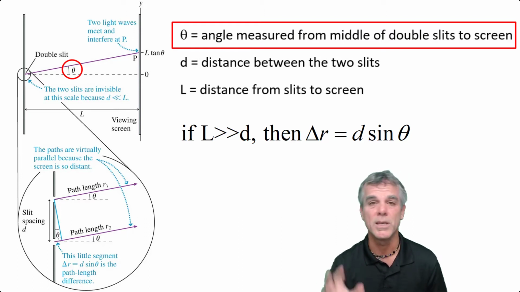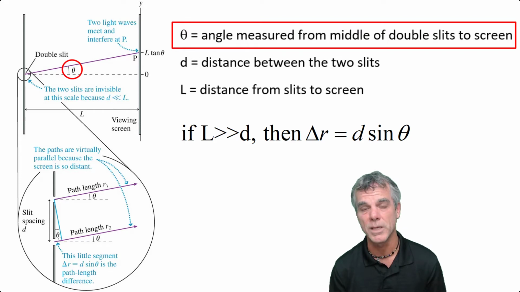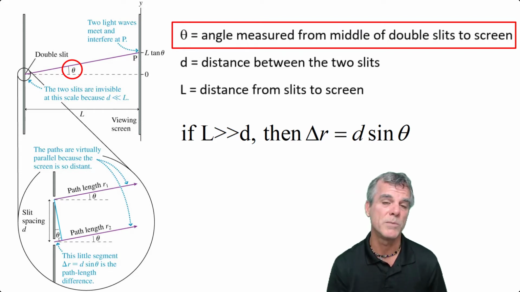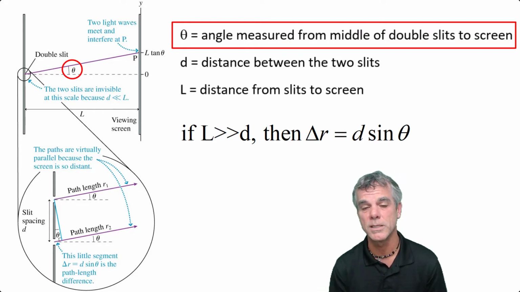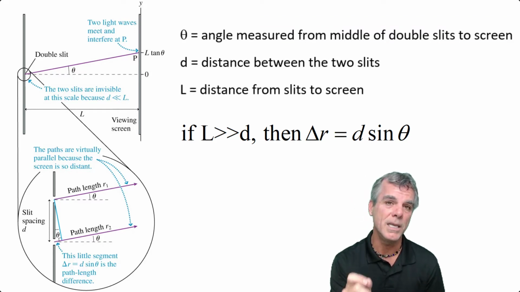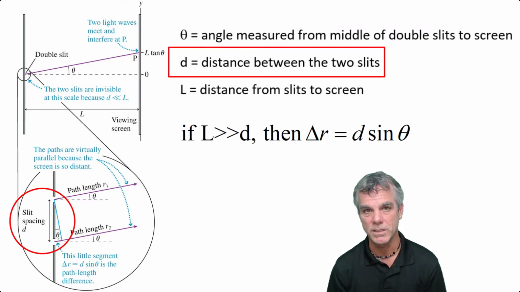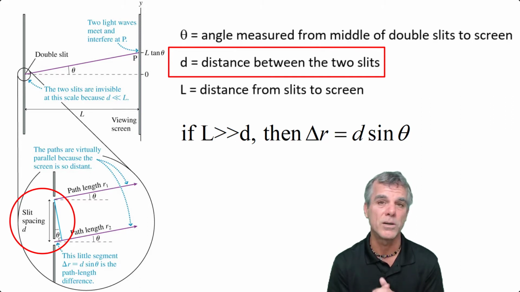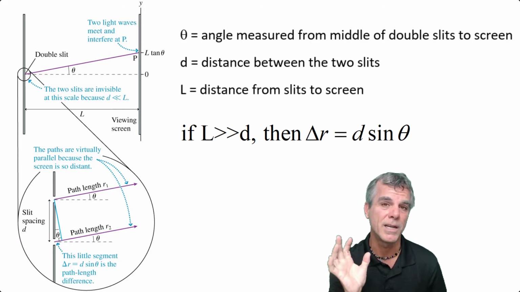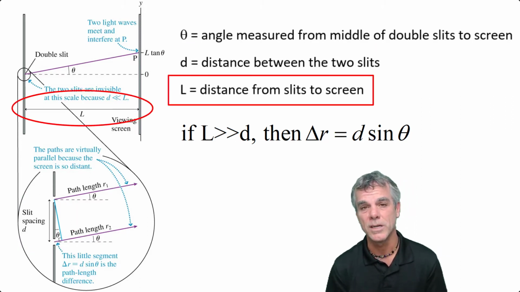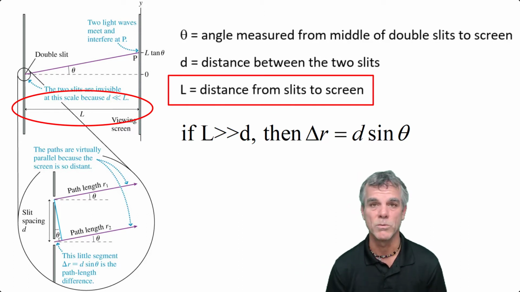That point could be a bright fringe, a dark fringe, or something in between, but theta is always measured from the middle of the 2 slits to the screen. D is the distance between the middle of the slits, so in essence, how far apart the double slits are. And then finally, L is the distance from the double slit to the screen, where we're going to be looking at the interference pattern.